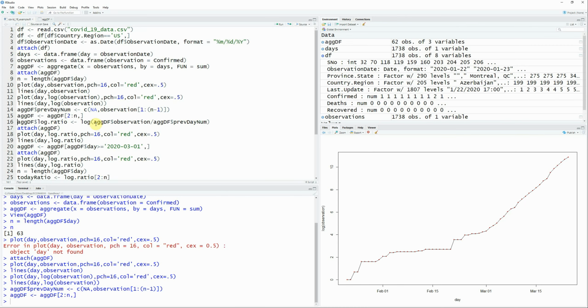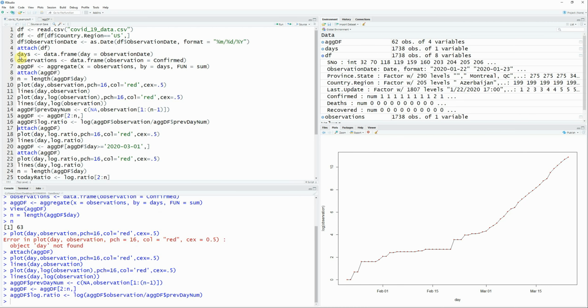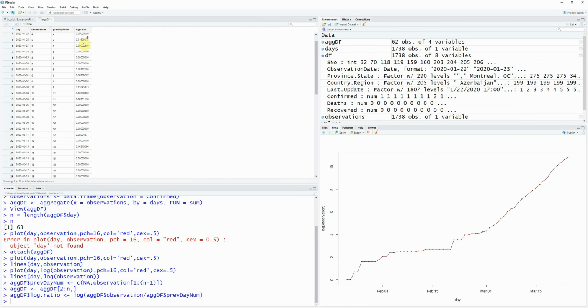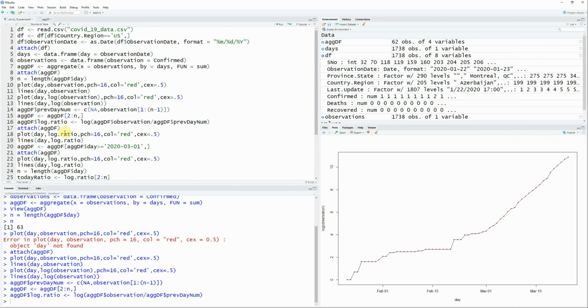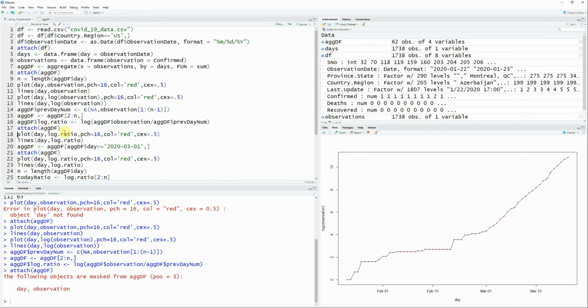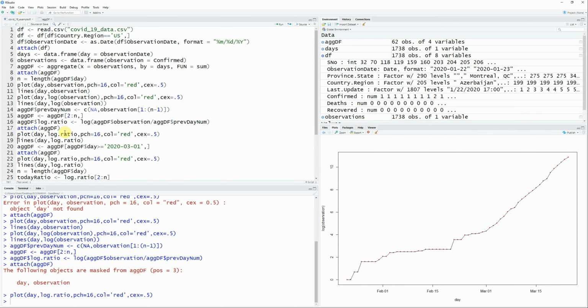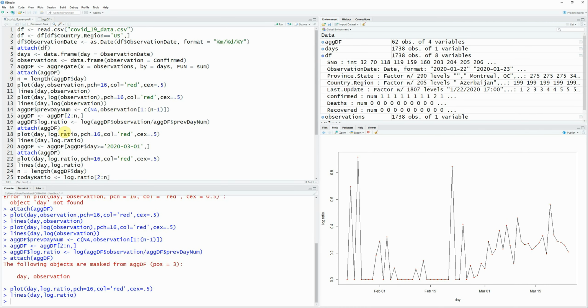Now, if I get the log of the observation for today divided by previous day, that would be the log of the ratio. So I call that the log ratio variable, and created that variable. Now we can recreate the variable names again in the background, and I want to plot the log ratio and see how it looks.